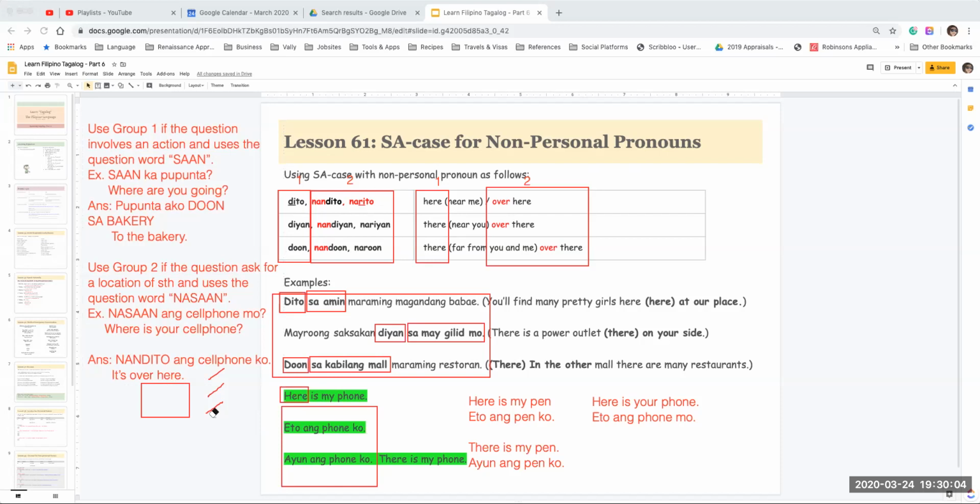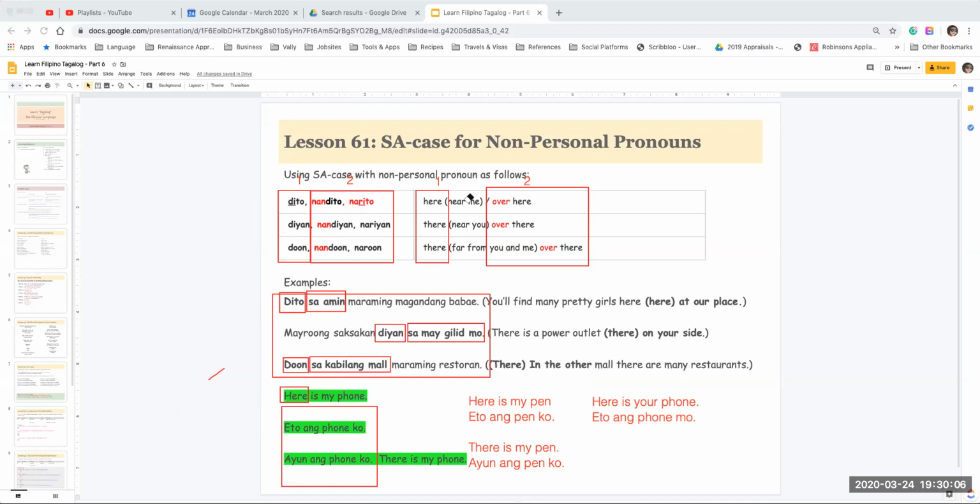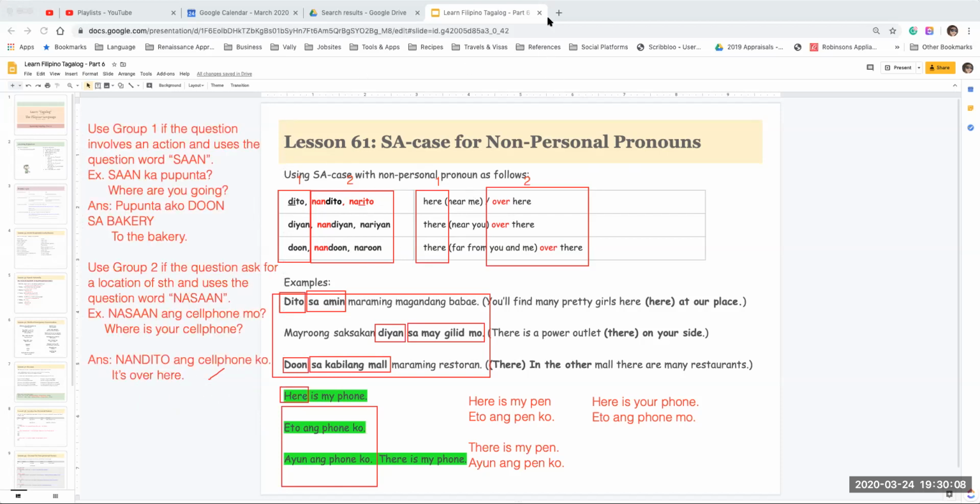Now, I'm going to delete this. Oopsie. Sorry, I don't want to delete that part. I'm going to screenshot this very quickly. I want you to practice using this as well because this is very helpful. Okay? Let's have some more examples.